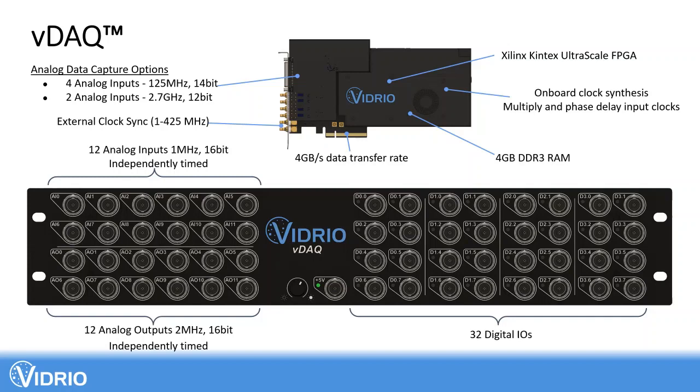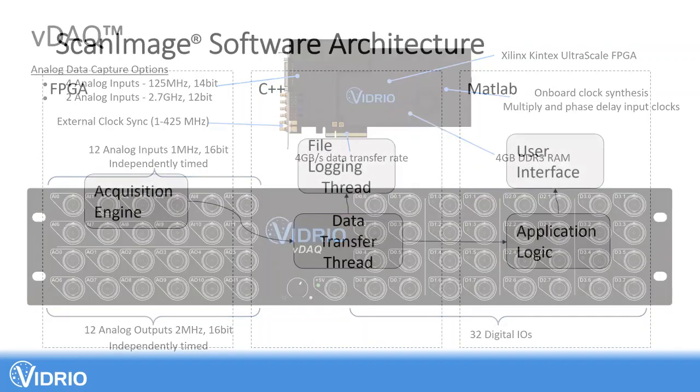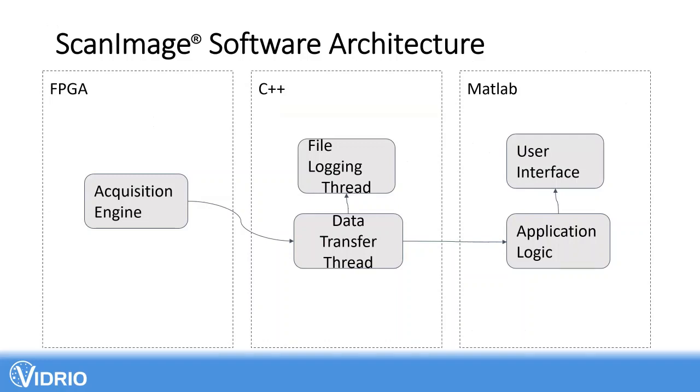And I think one of the things that's really cool is this high-speed data transfer rate. So just to talk about that a little bit more in the next couple of slides, the ScanImage architecture is laid out like this. There's an acquisition engine on the FPGA. There are 2 threads running in C++, one that writes the data out and one that's a data transfer thread. And then the data gets transferred into a MATLAB thread. So there's really only 3 threads running in the software as a whole.